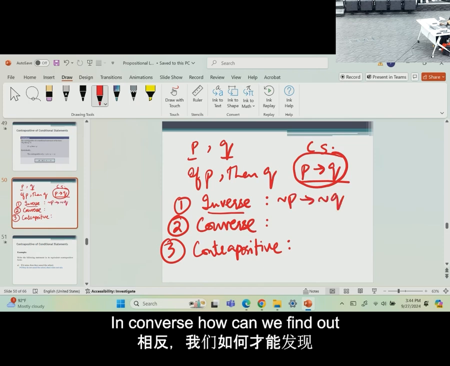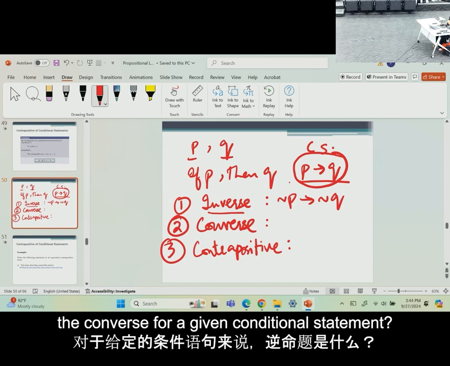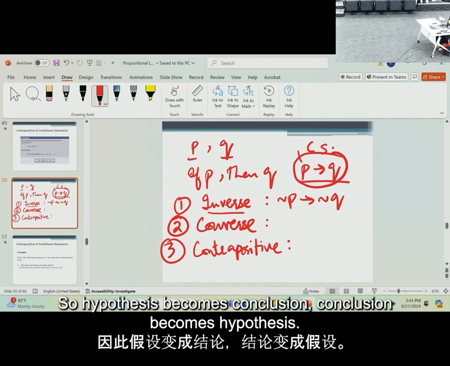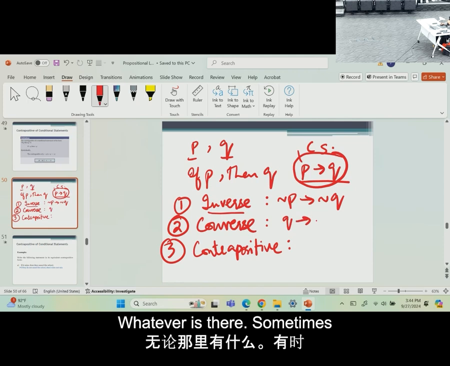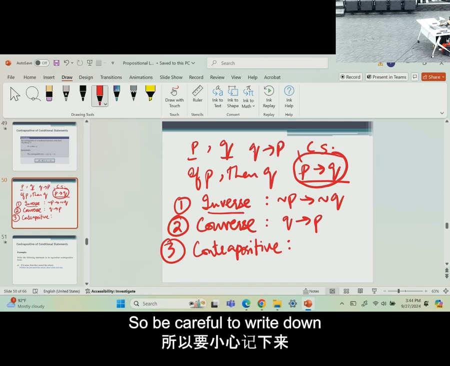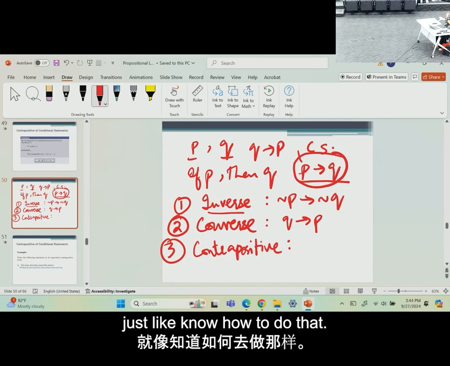Okay? In converse, how can we find out the converse for a given conditional statement? We swap the places of hypothesis and conclusion. So hypothesis becomes conclusion, conclusion becomes hypothesis, whatever is there. Sometimes the statement could be like this, so be careful. Just know how to write that down.